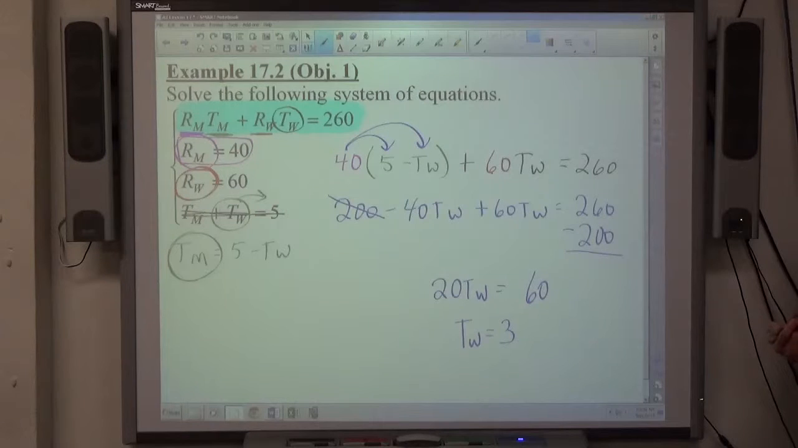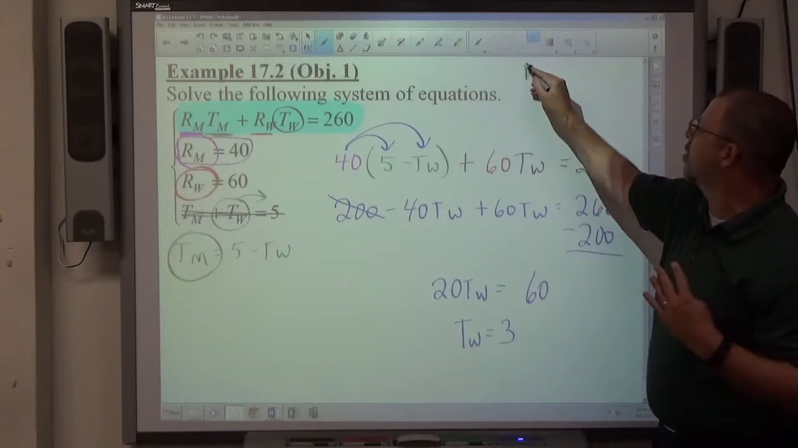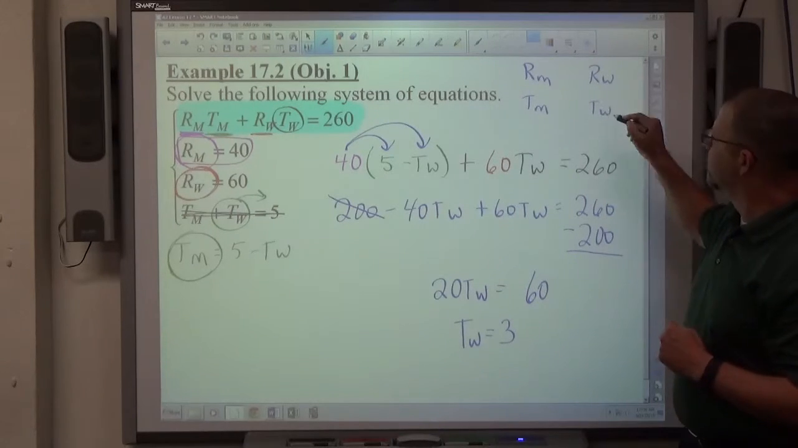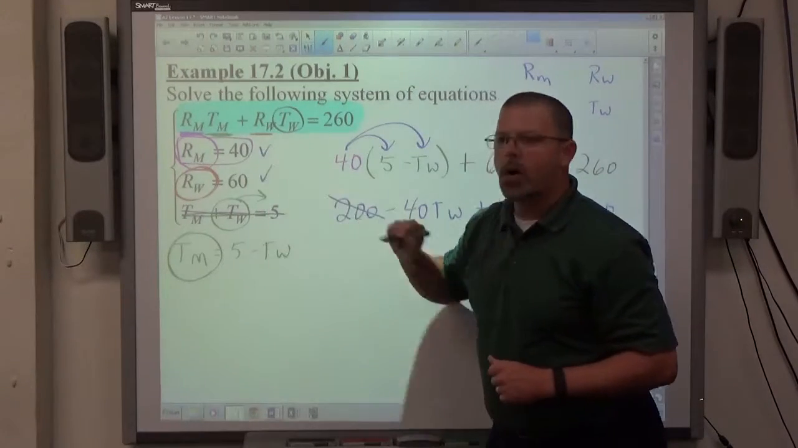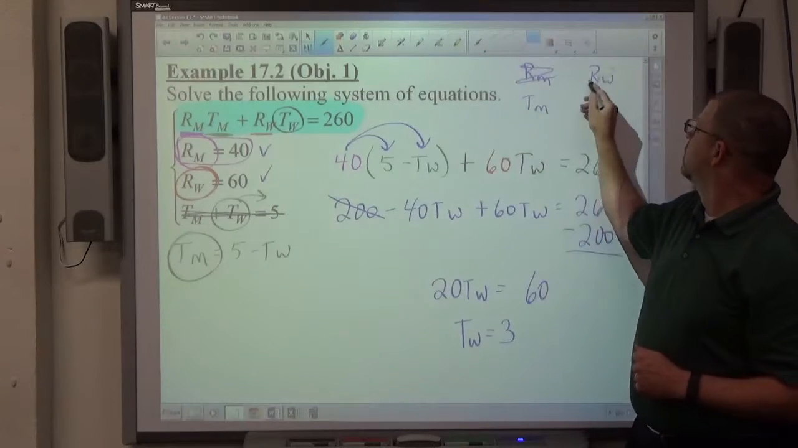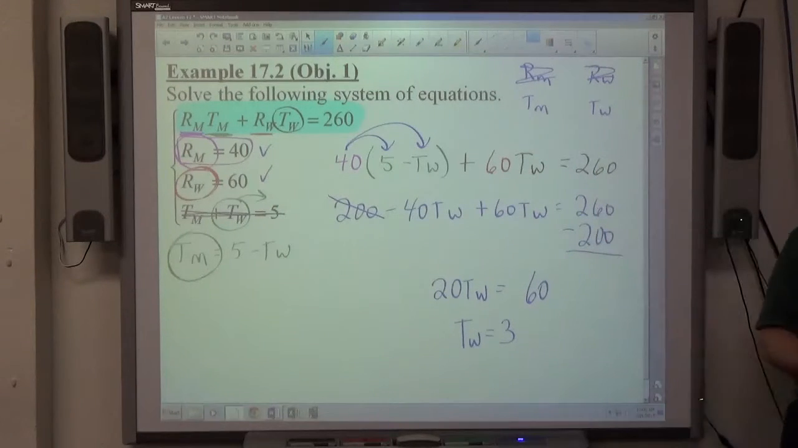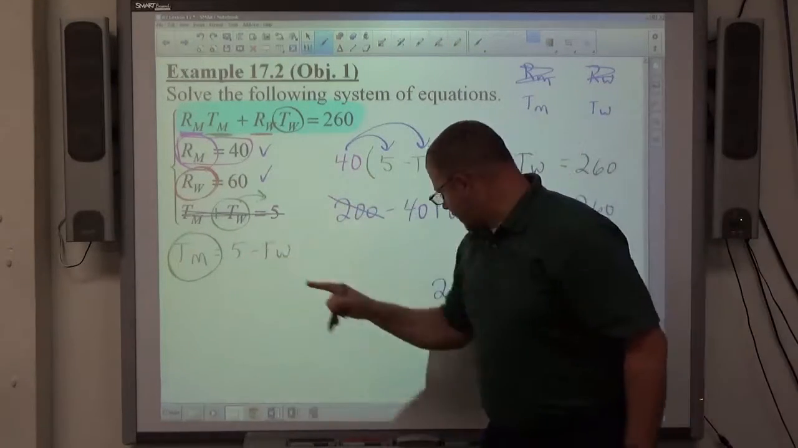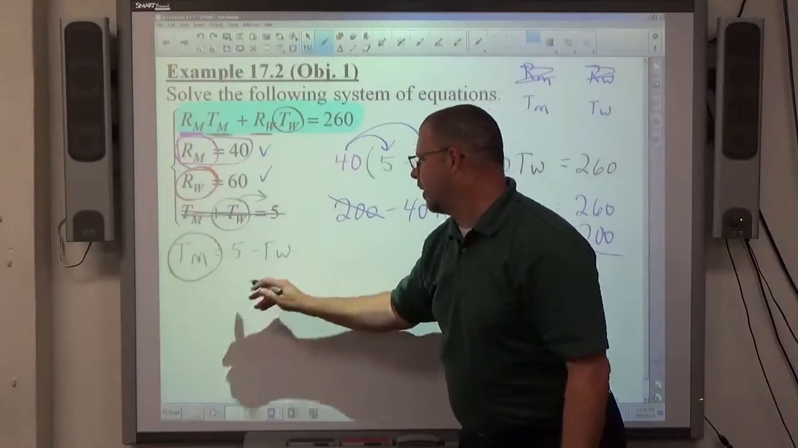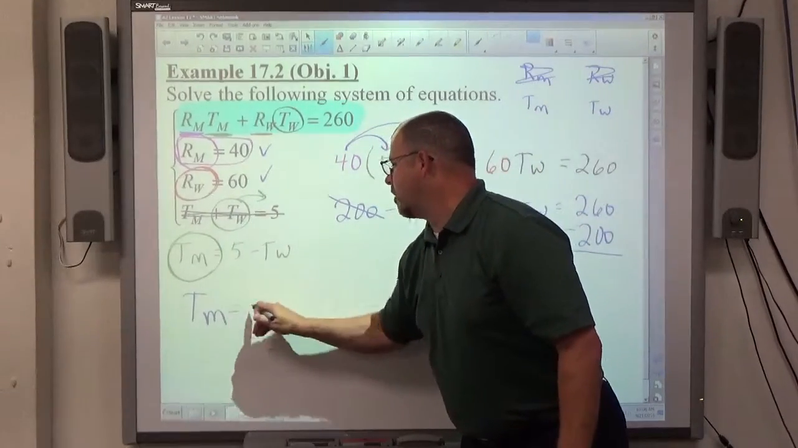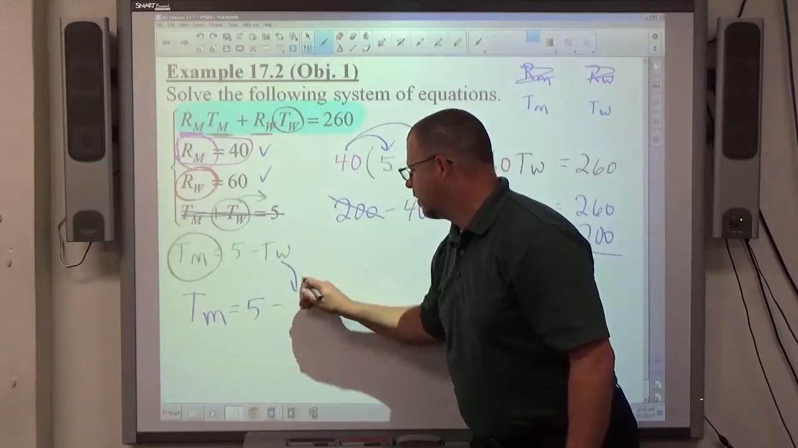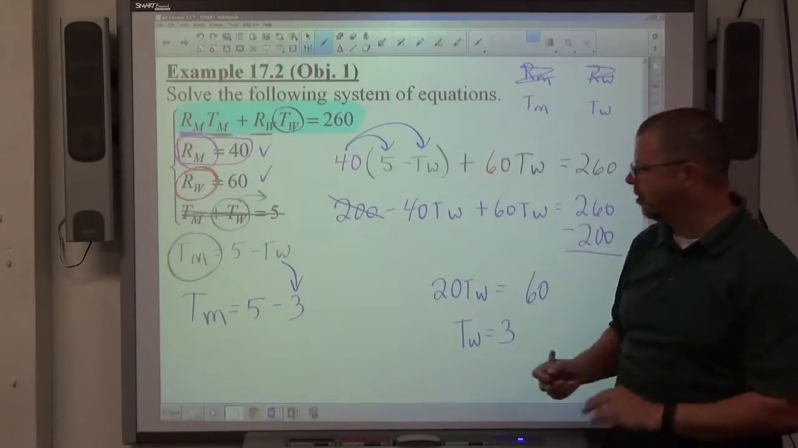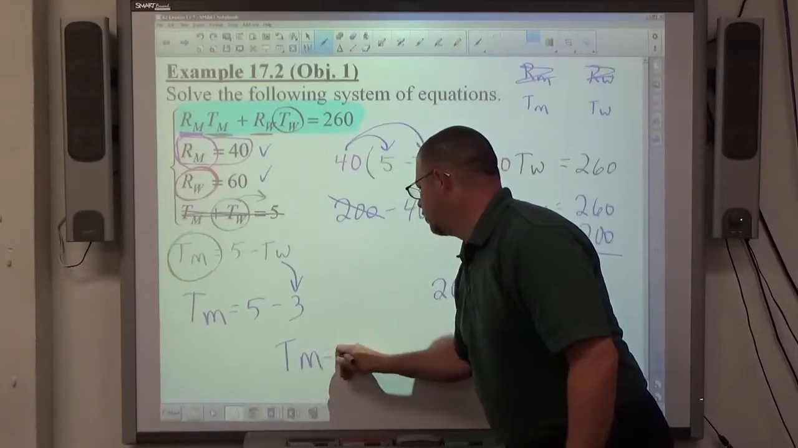Now when it says solve a system of equations, there's 4 variables in this, right? There's R sub m, there's T sub m, there's R sub w, and there's T sub w. R sub m and R sub w are already known. So even though those are variables, we have known values for them. The two things we don't know are the times, so the T sub m and T sub w. We just figured out what T sub w is equal to, which is 3. The other thing I need to know is what T sub m equals, so 5 minus 3, because that's what we figured out T sub w to be. Just another basic substitution there. So that gives me T sub m is equal to 2.